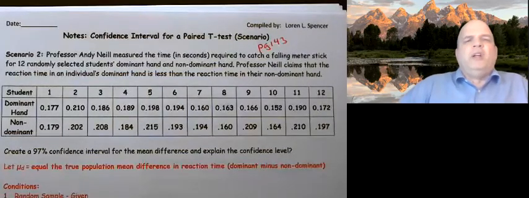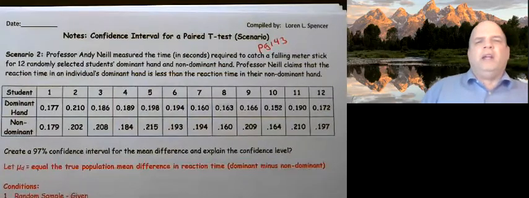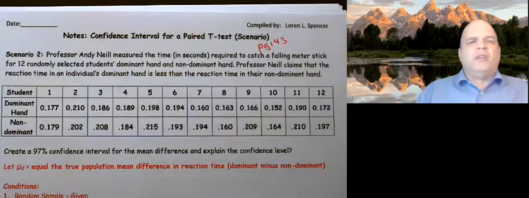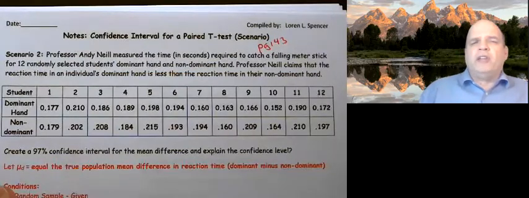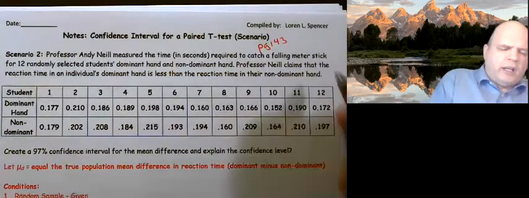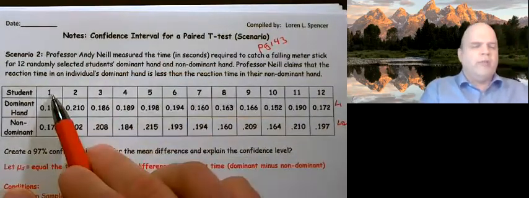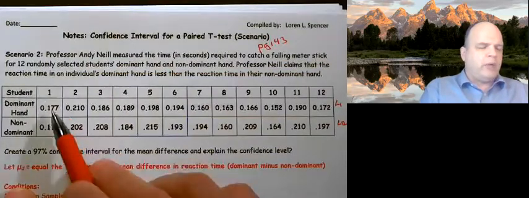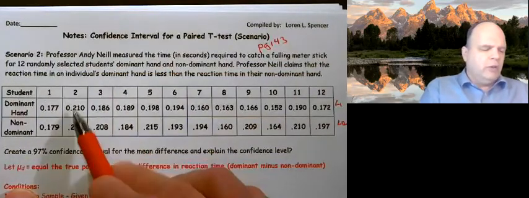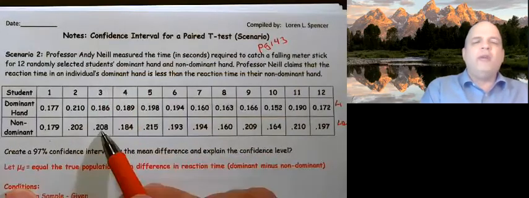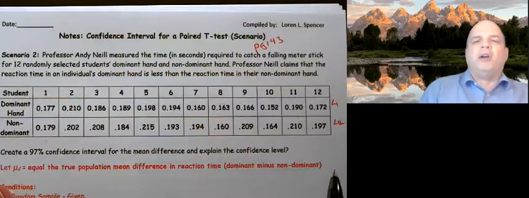So Professor Andy McNeil, or Andy Neal, measured the time in seconds required to catch a falling meter stick for 12 randomly selected students, dominant hand and non-dominant hand. Professor Neal claims that the reaction time in an individual's dominant hand is less than the reaction time in their non-dominant hand. Now, key here is for student number 1, they were tested twice. Student number 2 tested twice. So all of these were tested twice, which means I have paired data.